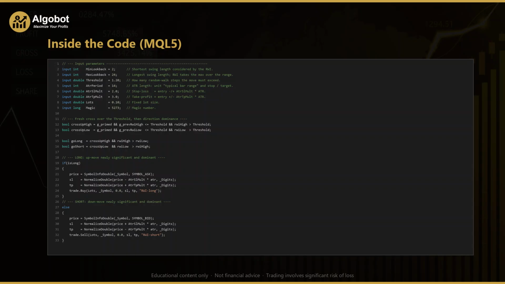Look at the long branch. When the condition is met, the strategy takes the current ask price, sets the stop loss 2 ATRs below it, sets the take profit 3 ATRs above it, and calls trade.buy. The short branch is the exact mirror. It takes the bid price, places the stop 2 ATRs above, the target 3 ATRs below, and calls trade.sell. Both sides are symmetric, clean, and fully rule-based.